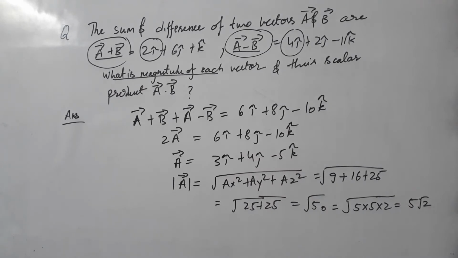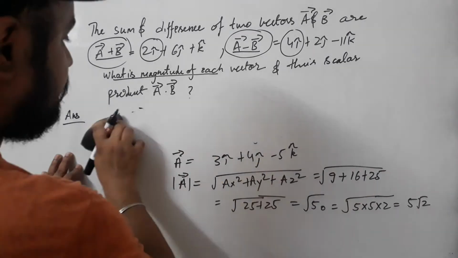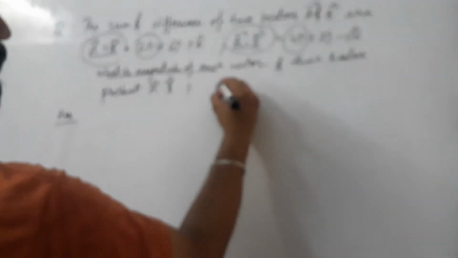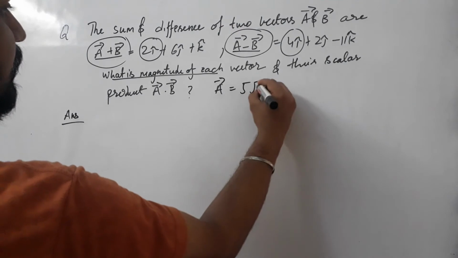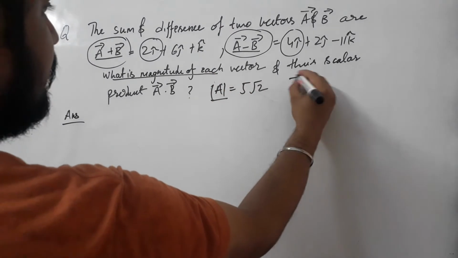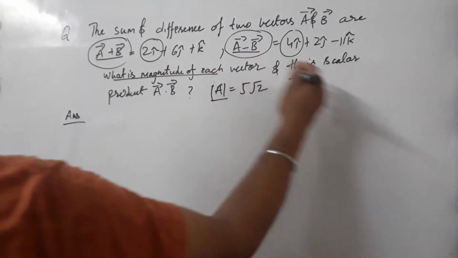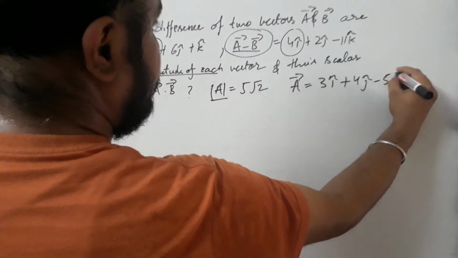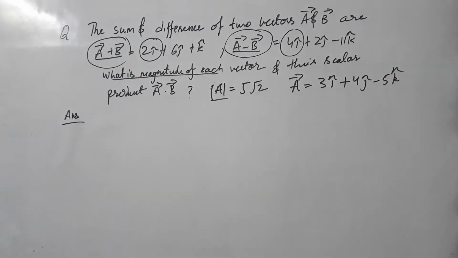Similarly, we will be finding out the value of the b vector first, then its magnitude, by subtracting the given two equations. Now, if we subtract the given two equations, kindly see. Here I will be writing the a vector value which we have got, that is 5 root 2, the magnitude of a vector, and the a vector was coming out to us as 3 i cap plus 4 j cap minus 5 k cap, the value of the a vector which we have just found out.